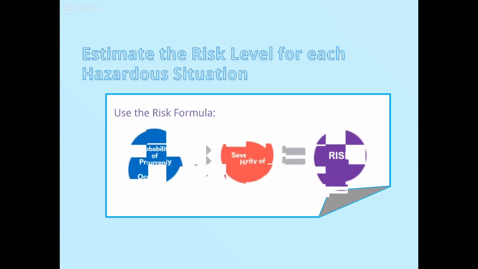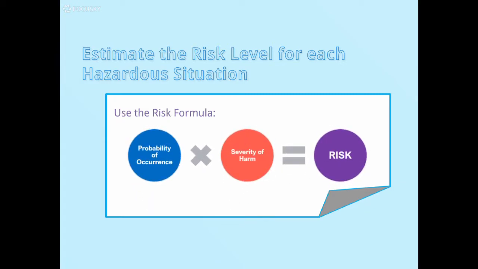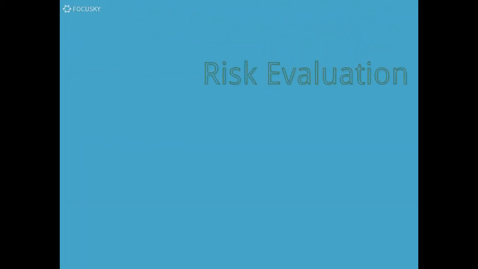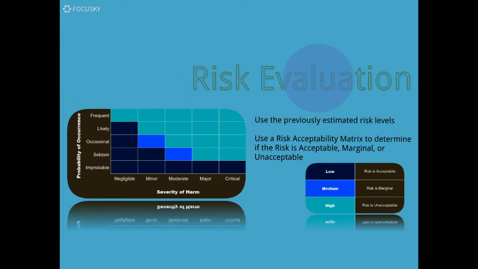So the formula we use to estimate the risk level for each hazardous situation is as follows. Probability of occurrence of harm times the severity of the harm, that equals risk. And to evaluate that, we use the previously estimated risk levels and then a risk acceptability matrix to determine if the risk is acceptable, marginal, or unacceptable.